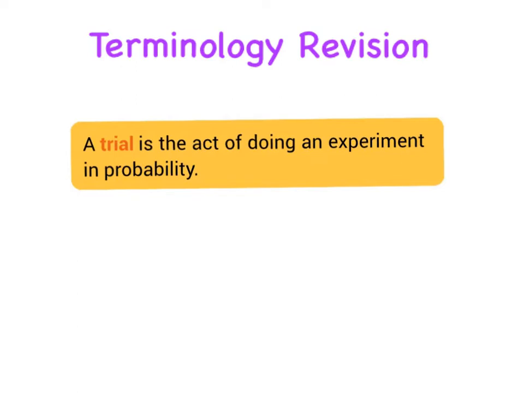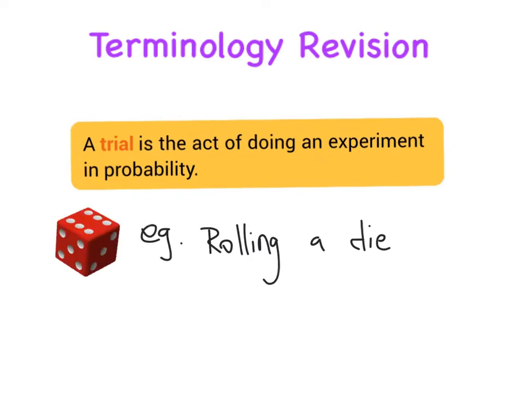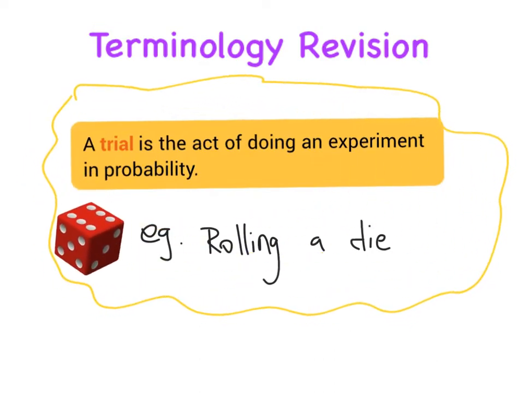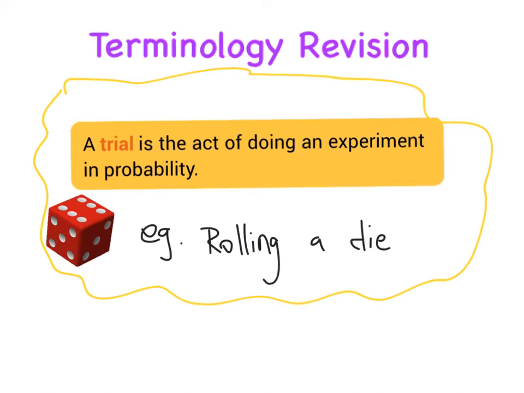probability. So that could be something like rolling a dice, or rolling a die if it's just one. Okay, so that's the first thing that we need to remember. Okay, and we're going to stick with this die analogy as we go on through these definitions, just to help us distinguish and remind ourselves.